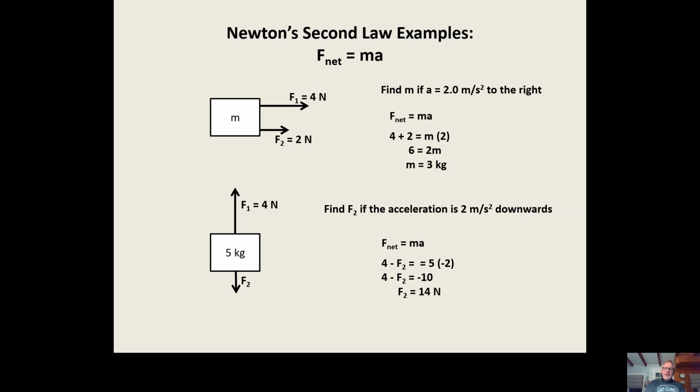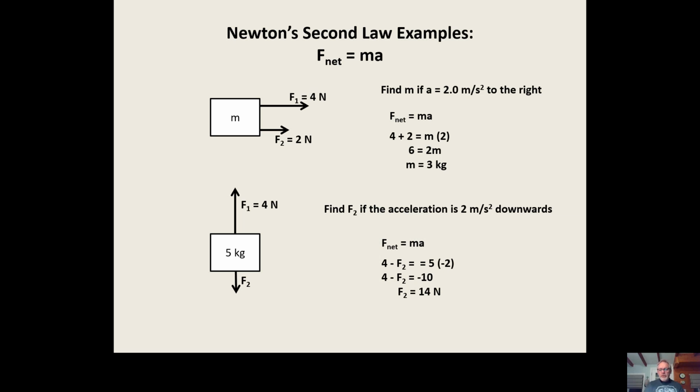Okay, so net force is mass times acceleration. We have 4 up, F2 down is equal to 5 times negative 2. So 4 minus F2 is equal to minus 10. Ta-da! The force F2 is therefore equal to 14 newtons.